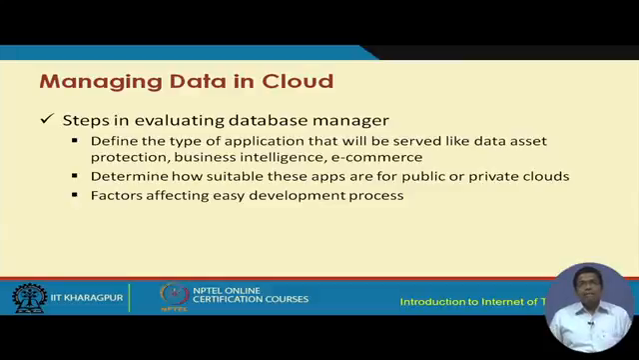Steps in evaluating the database manager. Database management is very important. You need to manage the data in the cloud, and there are different ways of doing it. We will not get into too much detail, but we need to understand the salience of this particular issue. It is required to define the type of application that will be served, like data asset protection, business intelligence, e-commerce, etc., and determine how suitable these applications are for public and private clouds, and the factors affecting the easy deployment process.